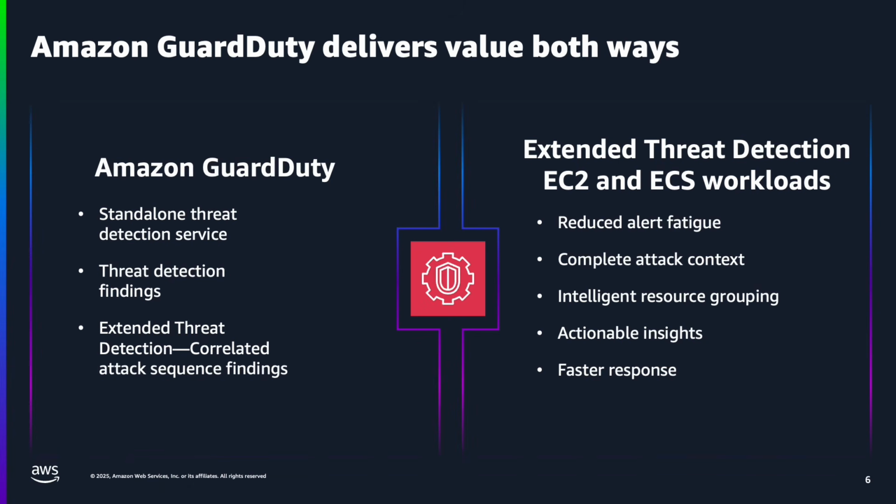Then you have the intelligent EC2 resource grouping. Understand which applications and infrastructure components are affected based on group details. You have actionable intelligence like clear MITRE attack mapping and detailed forensic information, and you can respond faster. All the information you need to contain and remediate the threat is in one place. This enables your security teams to prioritize and focus on real threats to respond more effectively to sophisticated attacks across your AWS environment.